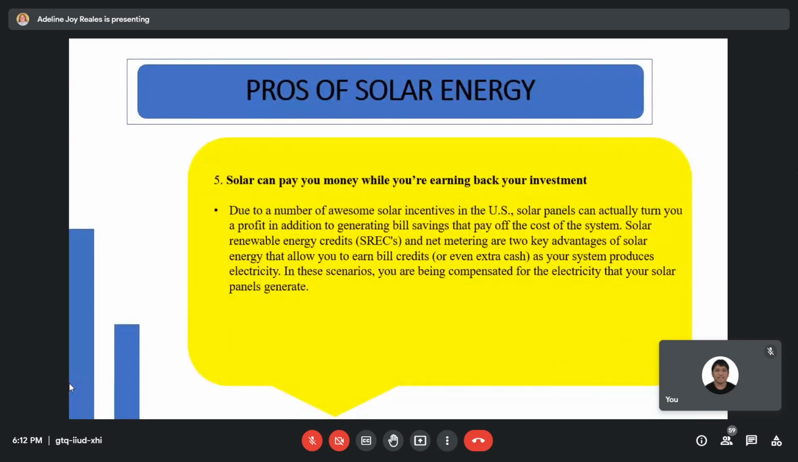Solar can pay you money while you're earning back your investment. Due to a number of awesome solar incentives in the US, solar panels can actually turn you a profit in addition to generating bill savings that pay off the cost of the system. Solar renewable energy credits or SRECs and net metering are two key advantages of solar energy that allow you to earn bill credits or even extra cash. As your system produces electricity, in these scenarios, you are being compensated for the electricity that your solar panels generate.